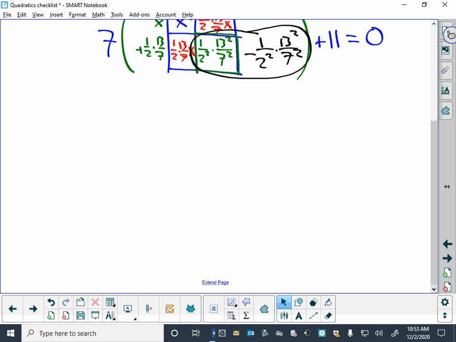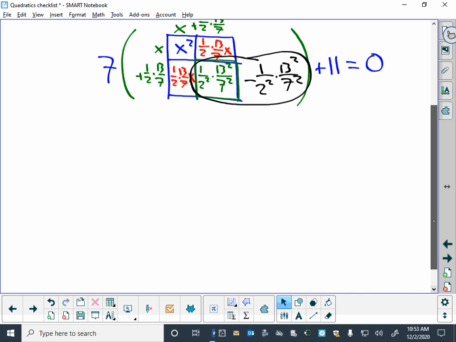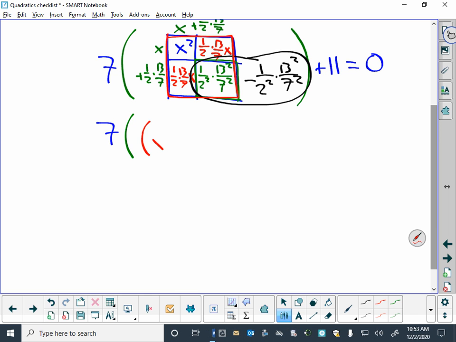Okay, the next step in the process then, we still have the 7 here, but now I'm going to rewrite the area of this square. I'll redo that in red here. So I'm going to write the area of that square as a length times width, which is an x plus 1/2 times 13 over 7 quantity squared.